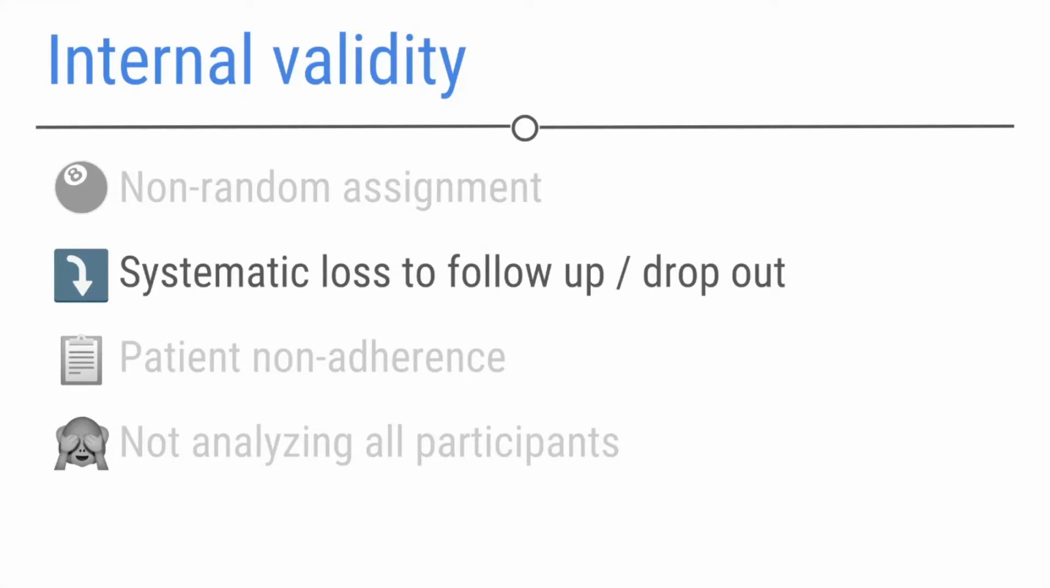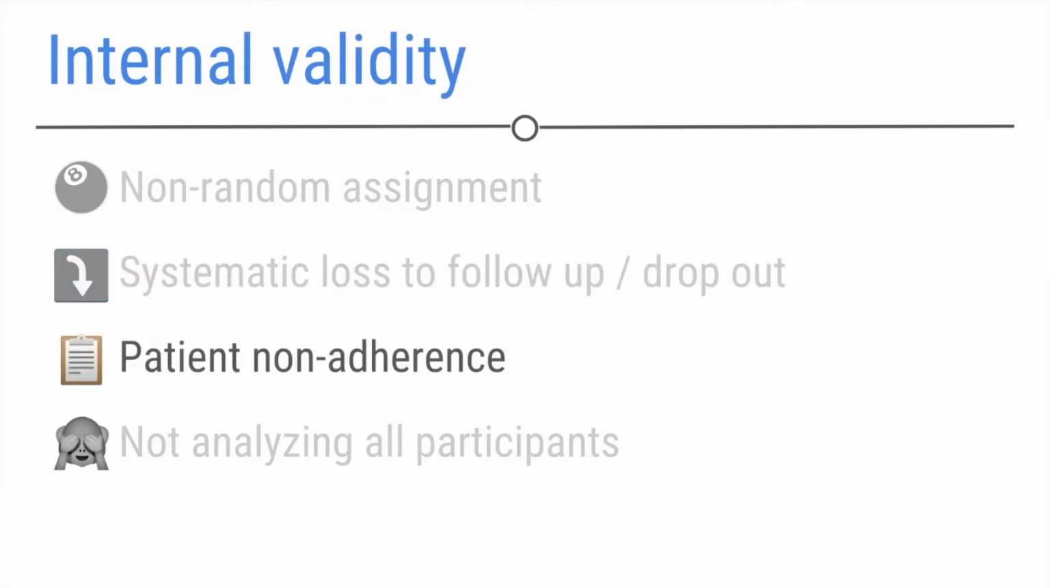A flowchart will often describe how many participants were lost to follow-up. While this is often unavoidable, it's important to understand how many were lost along the way and whether more were lost in one group than another. Patient non-adherence refers to participants deviating from the trial protocol. Participants may, for example, discontinue the intervention, and if this occurs systematically, for example, more often in one group than the other, it can introduce bias. Depending on how the study is set up, this non-adherence is sometimes unknown.